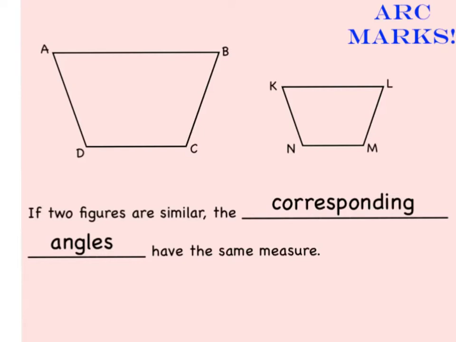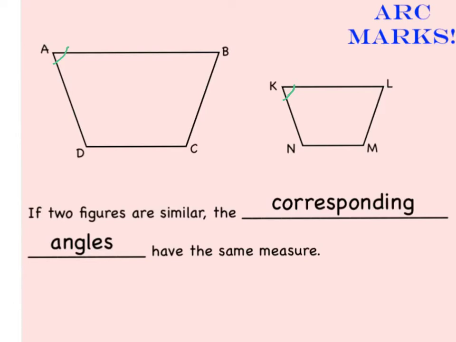All right, let's take a look at the first set of similar figures in your note-taking guide. You're going to notice these are quadrilaterals, four-sided figures. And if two figures are similar, the corresponding angles have the same measure. Now, we're going to mark off, using arc marks, our corresponding angles. So angle A, I'm going to put a single arc on angle A. Its corresponding piece is the piece that's in the same position of the other figure. So that's angle K. So that will also get a single arc mark.